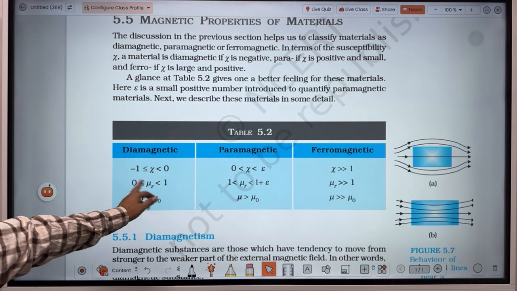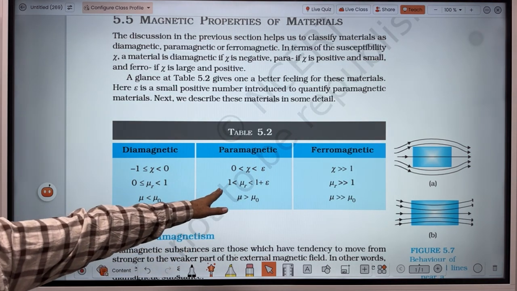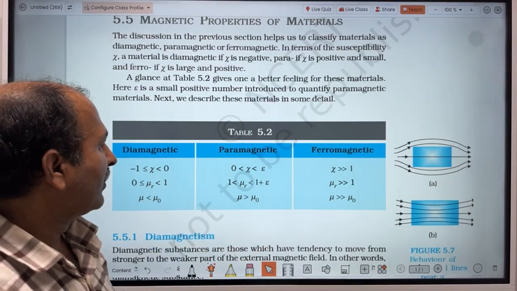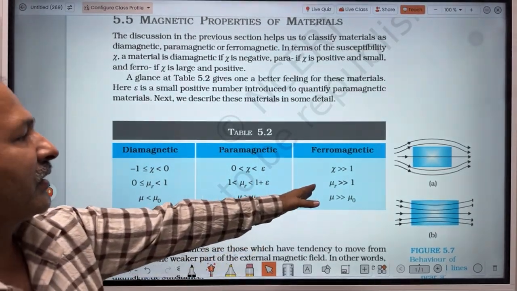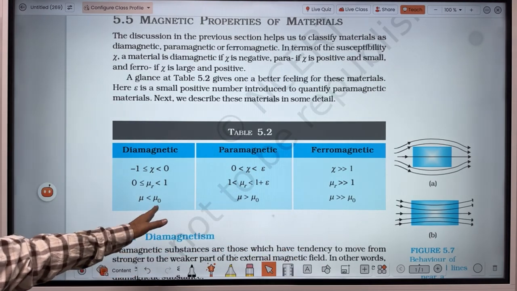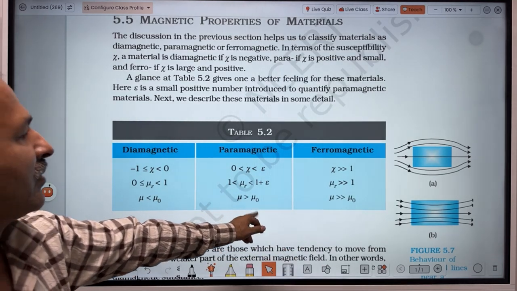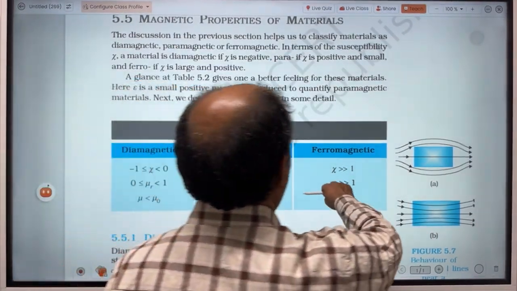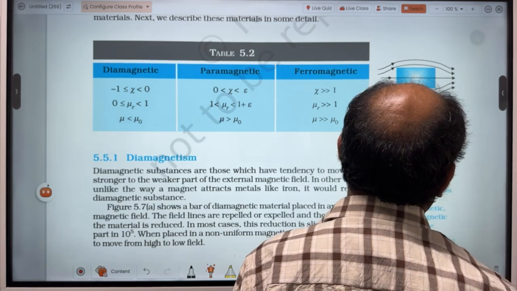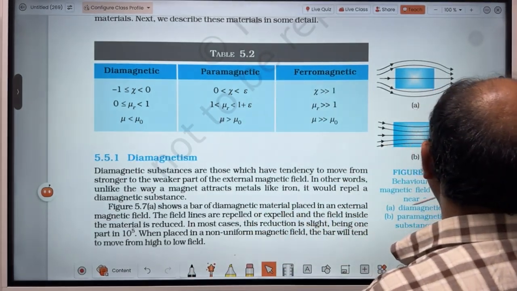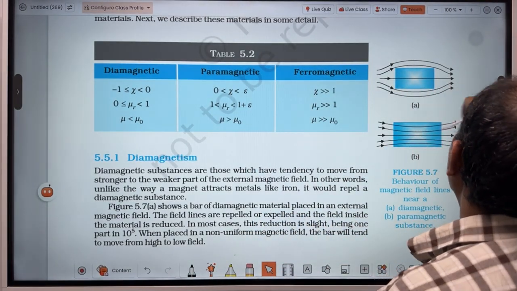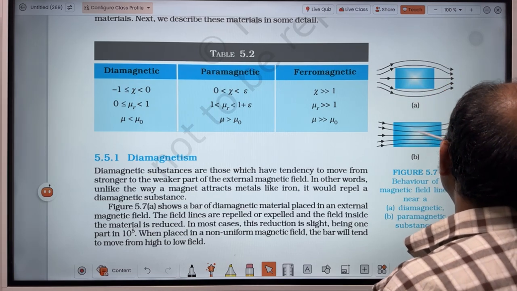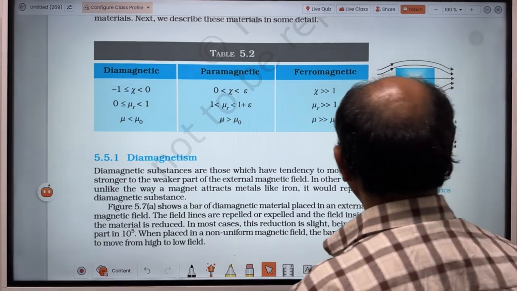Then comes mu r. For diamagnetic, mu r lies between 0 and 1. Here mu r lies between 1 and 1 plus chi. And here mu r is greater than 1. Then comes mu is less than mu 0. In this case, mu must be greater than mu 0. And here, a very large value. Here, the magnetic field lines are also shown. If it is diamagnetic, then what is happening? Field lines are pushed away from the material. In this case, field lines are going inside, paramagnetic.